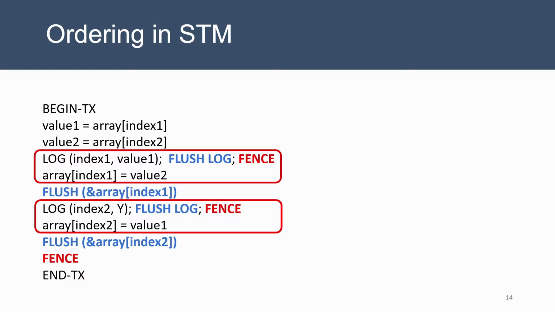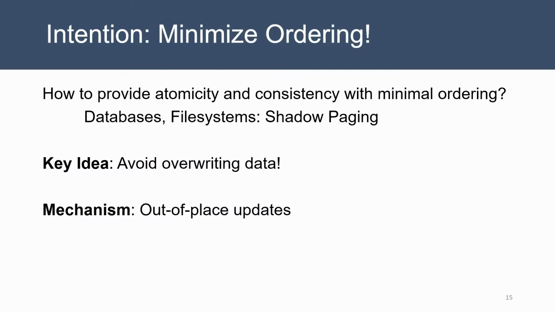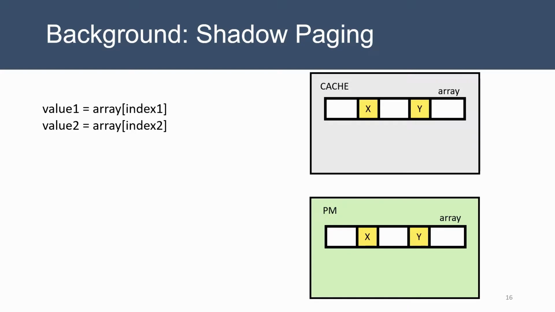And in this one transaction itself, we have 4 flushes, but we also have 3 fences. So we are not able to overlap a lot of these flushes. So instead, what shadow paging recommends is to perform out-of-place updates. And so I'll give you an example of how that works. So once again, we have the same example as before. We have an array, and we are trying to swap 2 entries in this array. We don't have any logging anymore.